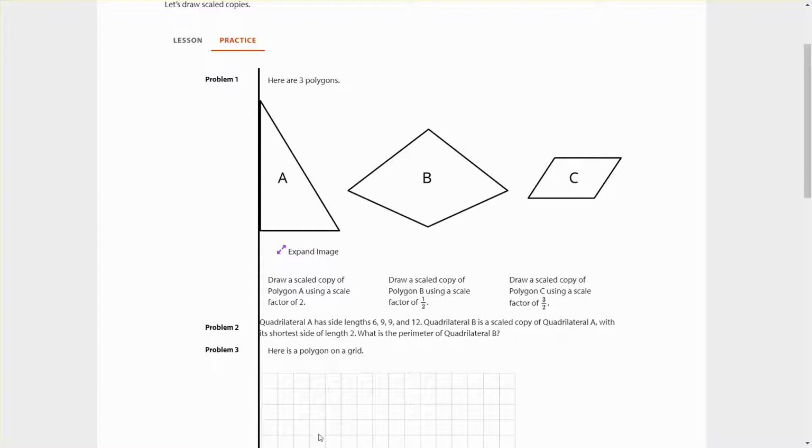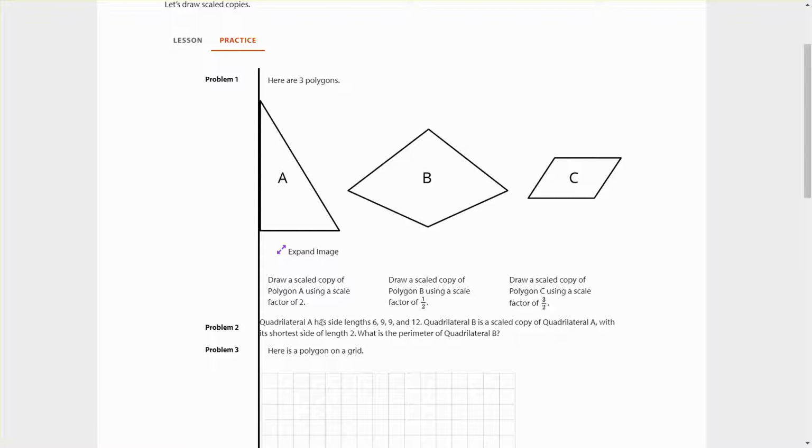Okay, for problem number 2, this question basically deals with a perimeter problem. It's sort of a scale problem in disguise. Quadrilateral A has side lengths of 6, 9, 9, and 12, whereas quadrilateral B has a shortest side length of 2, and it is a scale copy of A. So your job is to figure out what the perimeter of quadrilateral B is.